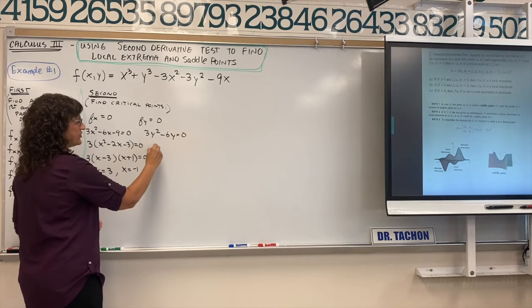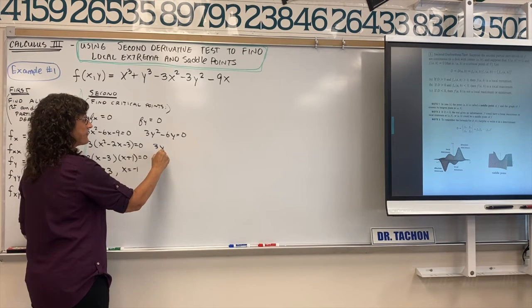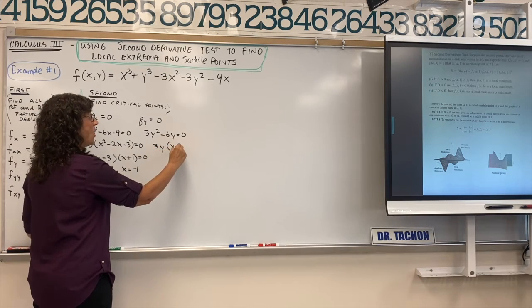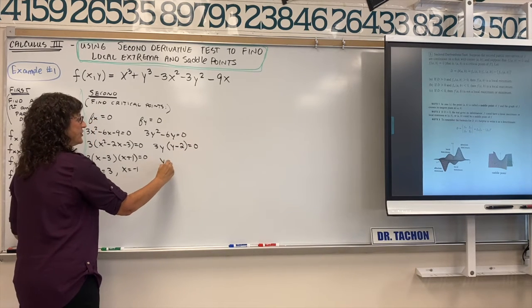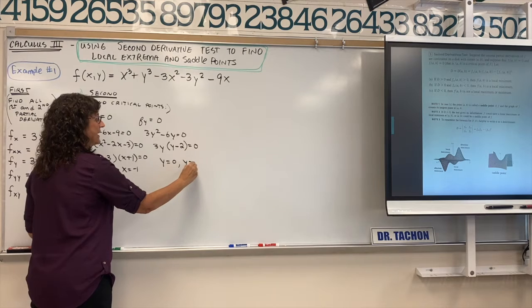So this is another quadratic. You can factor out a 3y. All right, so factor out a 3y, so y minus 2 when you factor out a 3y. When is this quantity equal to 0? When y is 0, when y is 2.